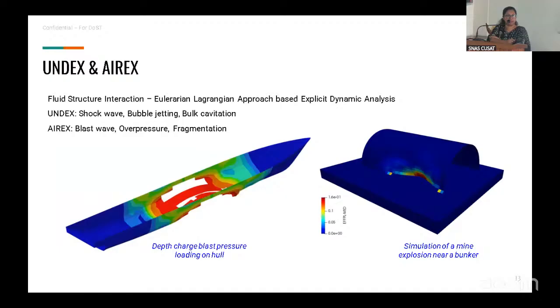Now, ONTIX and ARIX. Underwater shock analysis. So the first figure shows the study done to know the impact of an underwater explosion happening beneath the sea on the hull, how the shock waves are transferred to the hull, and how the hull gets damaged. And that was done using Altair Radioss.